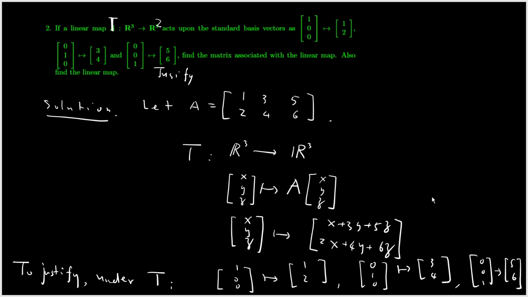Now I hope you're convinced. Okay, this linear map found that way indeed is the required one. We want a linear map T satisfying the conditions, right? Now we found a T satisfying the conditions. Now we're done. Okay. So that's question 2.